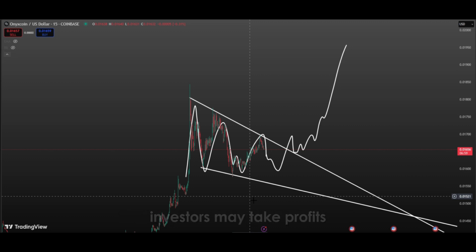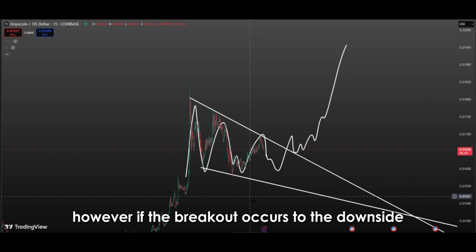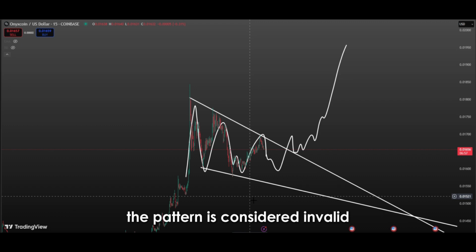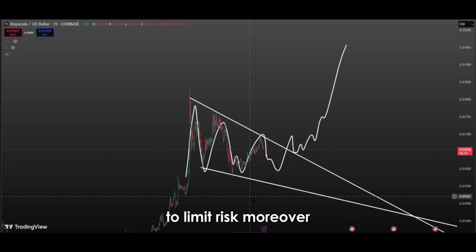Upon reaching this target, investors may take profits or conduct further analysis to determine if the price can continue to higher levels. However, if the breakout occurs to the downside, the pattern is considered invalid, and investors should quickly activate their stop-loss levels to limit risk.